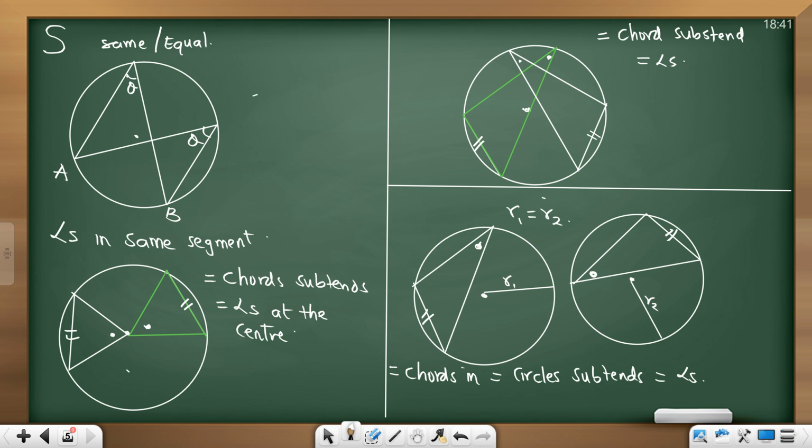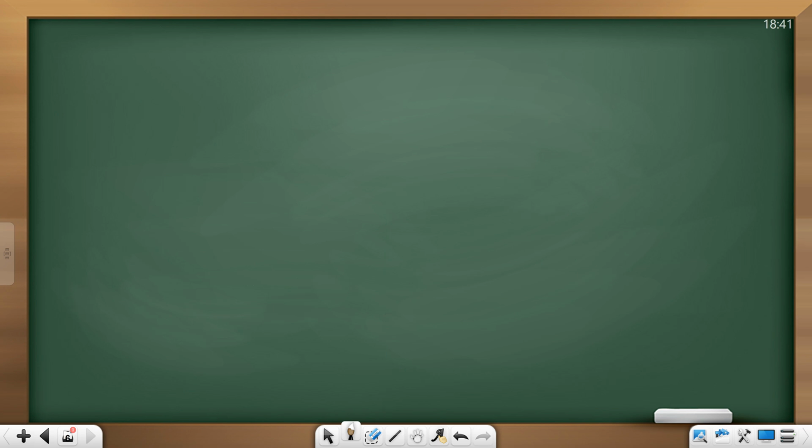Okay, can I move on? Because I want us to do our 2 theorems today. Let's do all our theory today. Okay, what's the next one? C, which is what? Cyclic quadrilateral.